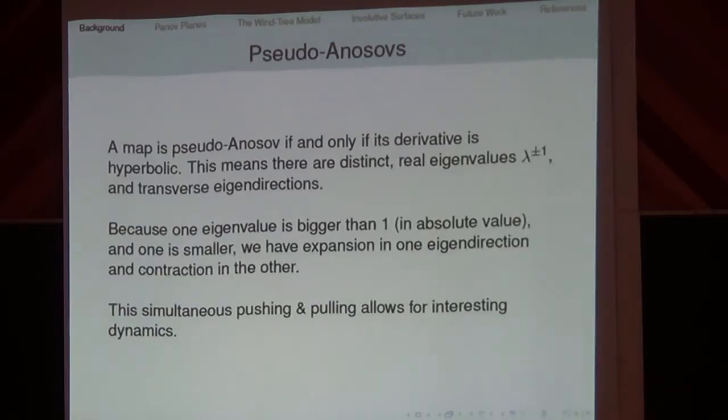And the other maps I care about are pseudo-Anosovs. So in general, a pseudo-Anosov is a map that comes with two transversal foliations. So my fingers are like these, they're pointing in different directions. And in these two transversal foliations, in one foliation the map acts as a contraction, and in the other foliation it acts as an extension. In the case of these affine diffeomorphisms, this happens if and only if the map has a hyperbolic derivative.